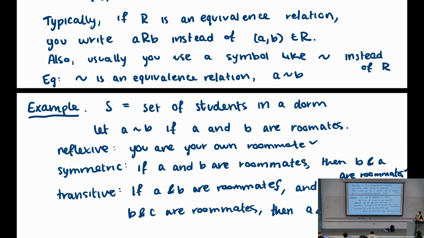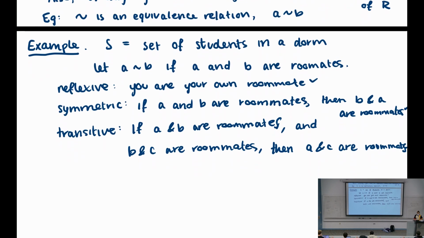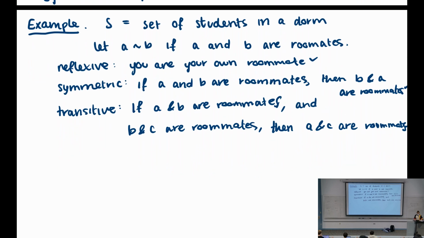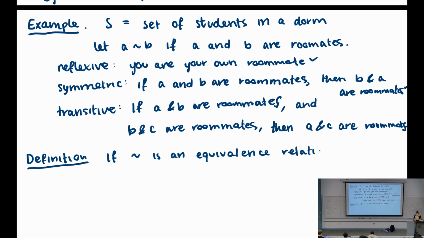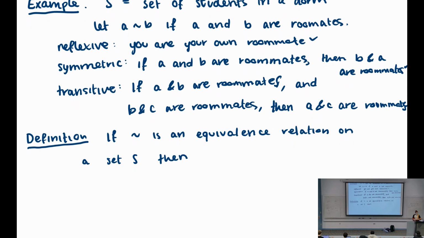Okay, so this is just a really simple example to illustrate the idea, and we'll do more mathematical examples as well. But let me just say one more concept related to this. So this will be a definition. So if tilde is an equivalence relation on a set S, then we have the following notation.